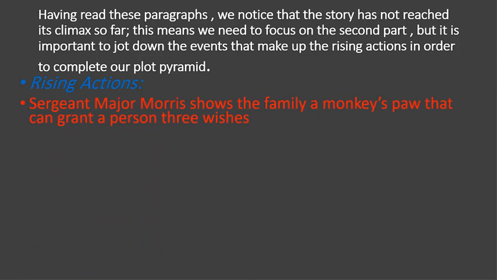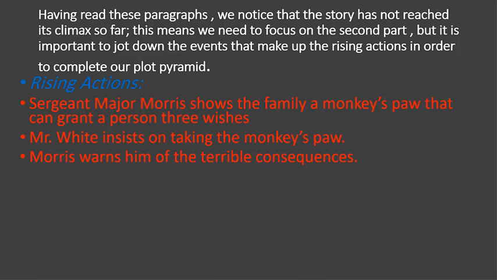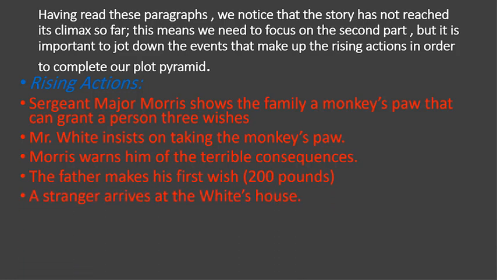The rising actions are: Sergeant Major Morris shows the family a monkey's paw that can grant a person three wishes. Mr. White insists on taking the monkey's paw. Morris warns him of the terrible consequences. The father makes his first wish, £200. A stranger arrives at the White's house. We need to ask ourselves about this new person and the purpose behind his sudden appearance. Of course, we'll come to know when we continue the reading later.